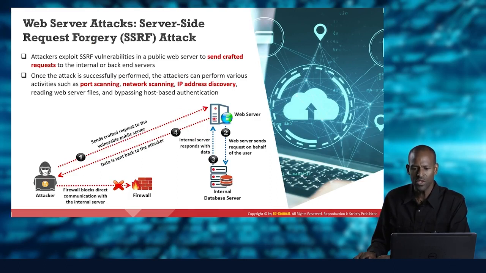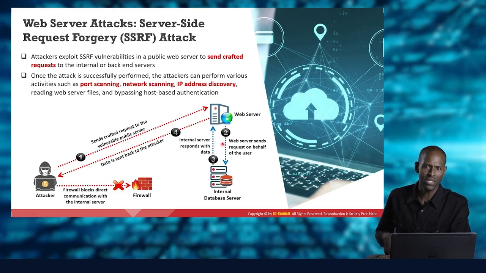What happens with the user, which you don't see on this page right now, is the user logs in using some type of credential. Either way, the web server sends a request on behalf of the user, and then data gets responded by the web server. But what happens in the end is, if the attack is successful, they can do all kinds of activities on this network, on the server: port scanning, IP address discovery, reading files, etc. So they have a public web server. They send crafted requests to that backend server, and using SSRF, they are breaking in to that service.